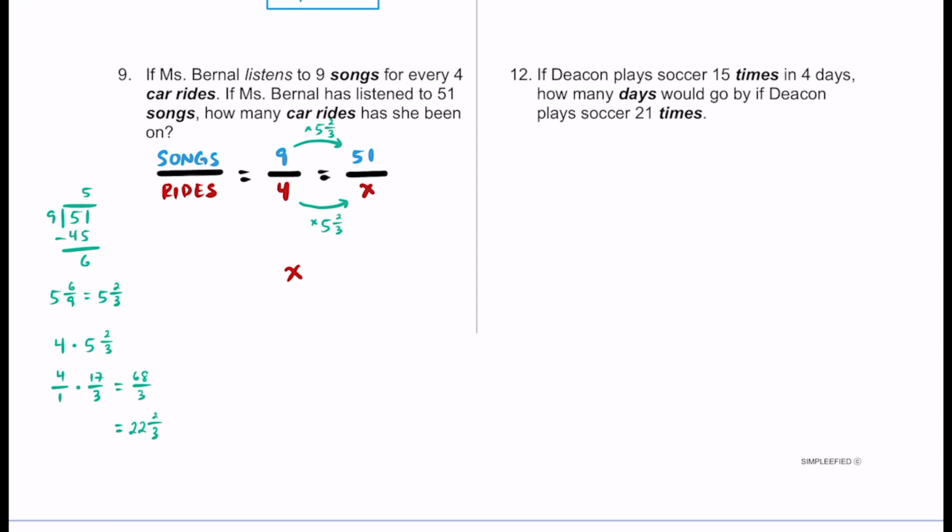So I believe that Miss Bernal would go on almost 23 rides, but to be exact, it's 22 and 2/3 rides. So keeping that same rate, if Miss Bernal is going to listen to 51 songs, that means she would have gone on 22 and 2/3 of these car rides.